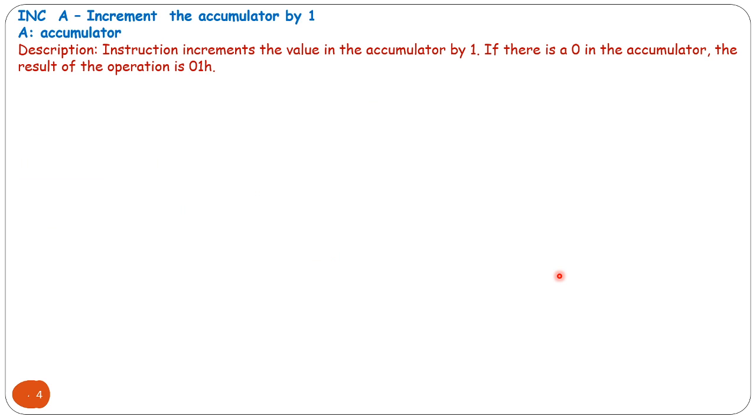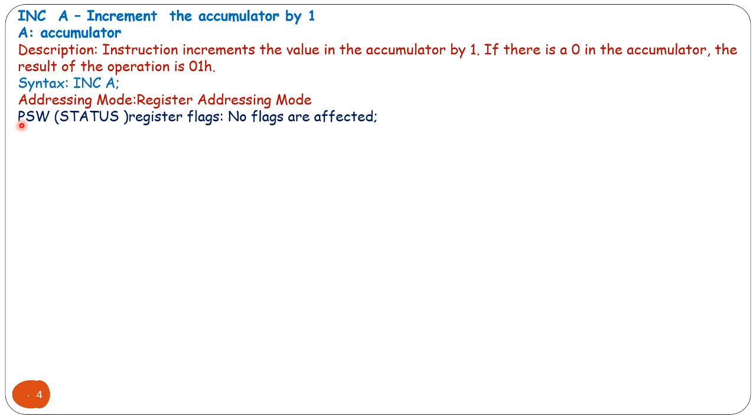Let us have the first instruction, INC A, increment the accumulator by 1. A indicates accumulator. This instruction increments the value in the accumulator by 1. If there is 0 in the accumulator, the result of the operation is 01H. Syntax INC A, addressing mode is register addressing mode, and the PSW, program status word register, the flag register, is not affected.